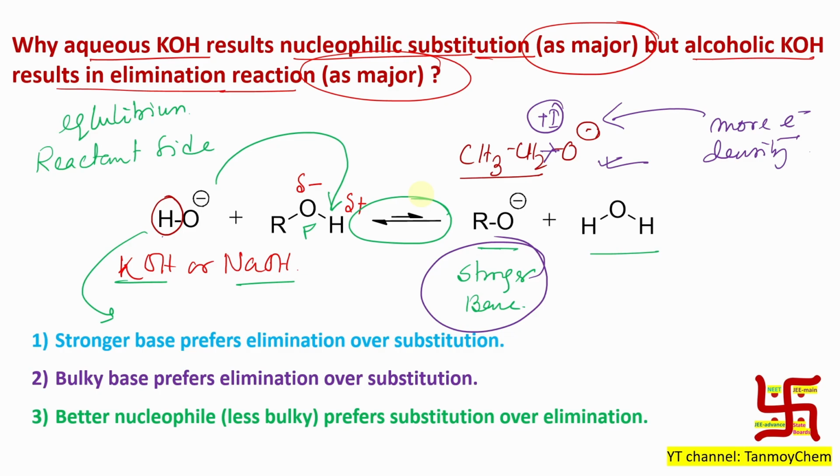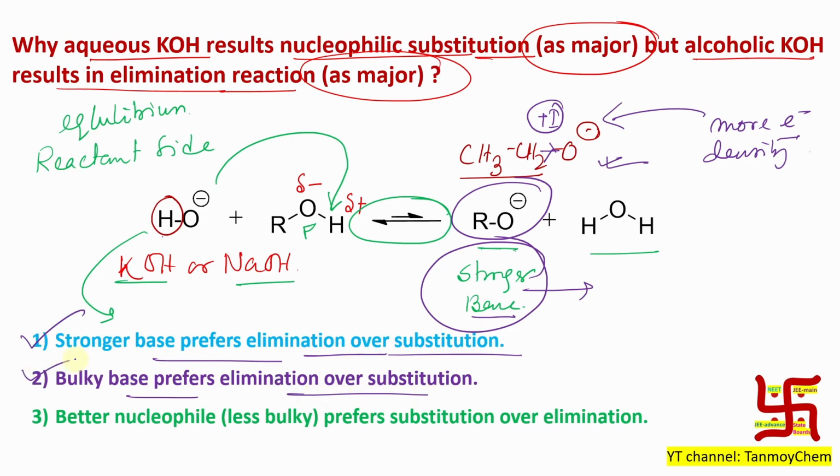In this case, student, if you take alcoholic KOH, then it produces this alkoxide, the anion intermediate, and it is more reactive. It is a stronger base, that's why it reacts, and under this reaction condition, elimination gets preference over nucleophilic substitution. Because remember, as I told, a stronger base prefers elimination over substitution, point number 1, and here a bulky base prefers elimination over substitution. What do I mean?